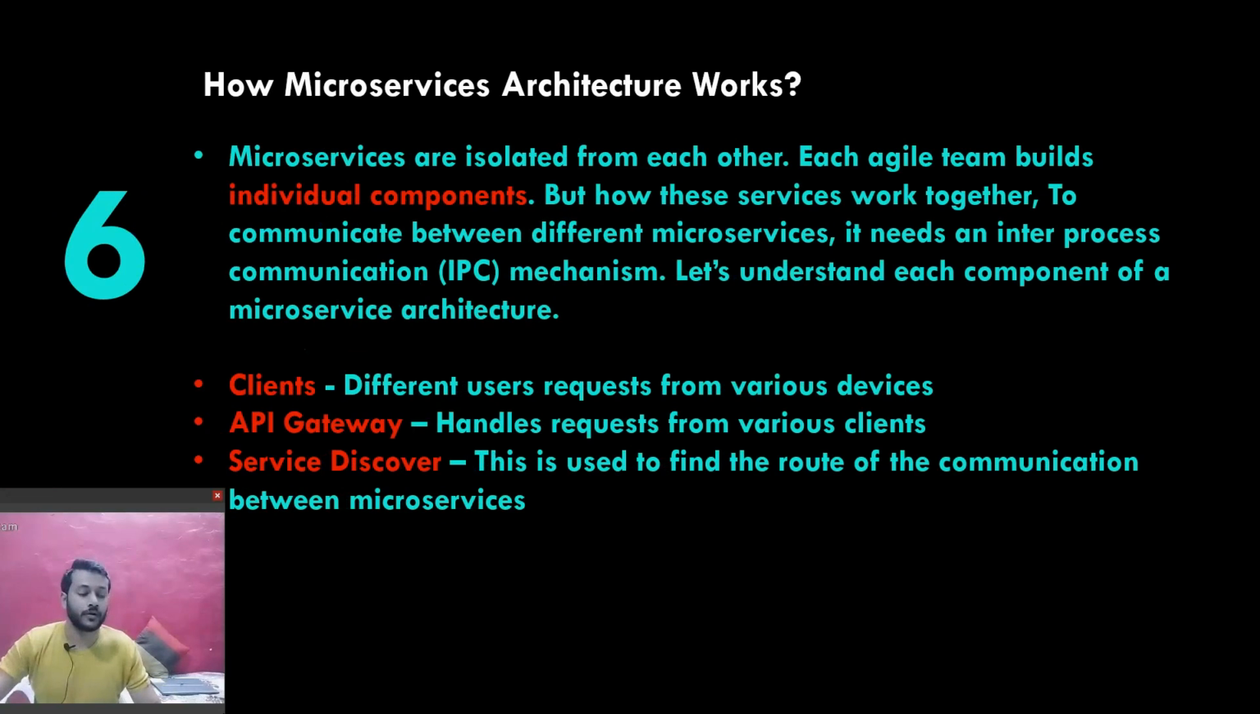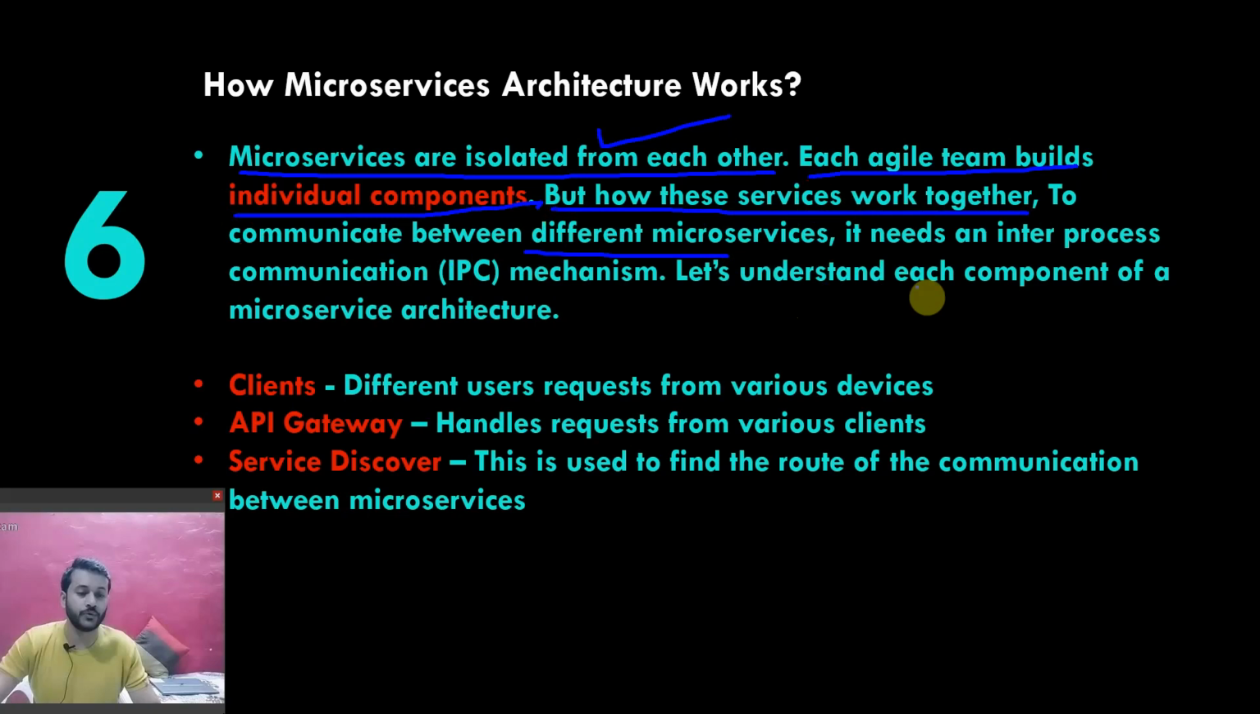If you can see the example I have shown you, just read it once, then we will talk about the working. Microservices are isolated from each other, and we know they work independently. Each agile team builds individual components. If you are following the scrum model or agile, you have a particular team assigned to a microservice, and they will build that. But how do these microservices work together? To communicate between microservices, it needs an inter-process communication mechanism.